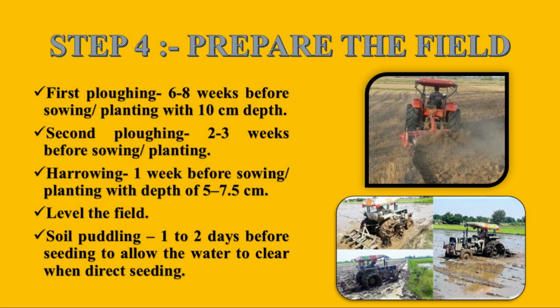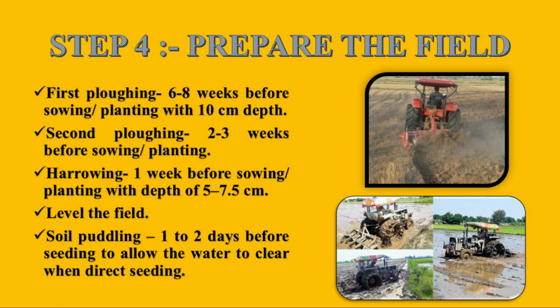To prepare the fields when possible, plow immediately after the harvest, especially if the soil is still moist. Primary plowing is carried out by disc or moldboard plow to kill weeds and incorporate the crop residue, preferably 6 to 8 weeks before planting with maximum depth of 10 cm. Second plowing should be carried out with the help of disc or tine harrow at least twice to make small clod size. Second plowing should be 2 to 3 weeks before planting and the last harrowing should be carried out 1 week before planting with maximum depth of 5 to 7.5 cm.